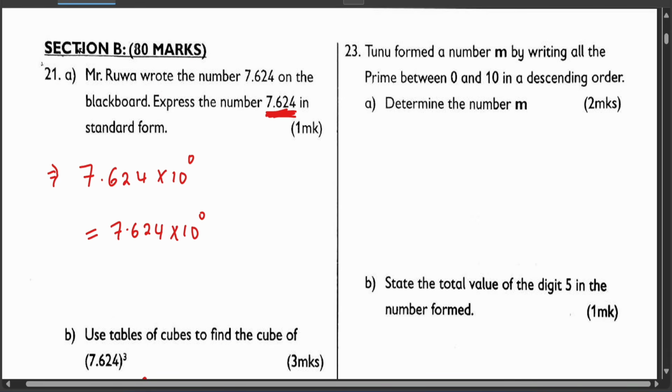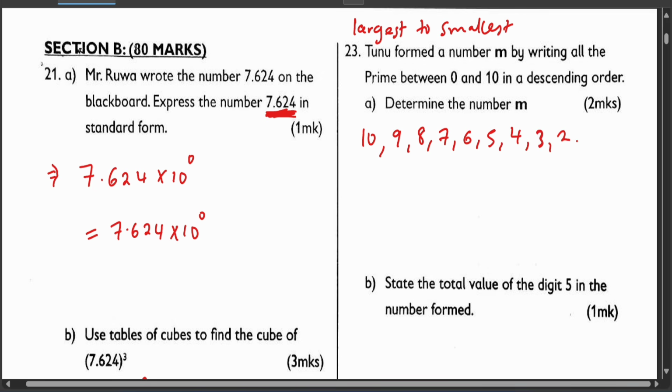Question 23, you are asked about Tunu and Khairi. Tunu formed a number M by writing all the primes between 0 and 10 in descending order. First let's write the numbers from 10 to 0 in descending order, which is from largest to smallest: 10, 9, 8, 7, 6, 5, 4, 3, 2, 1.